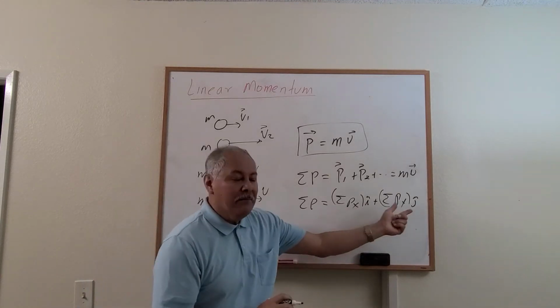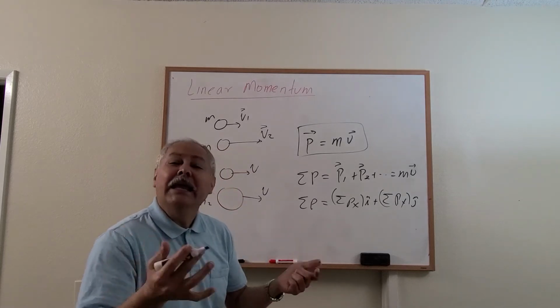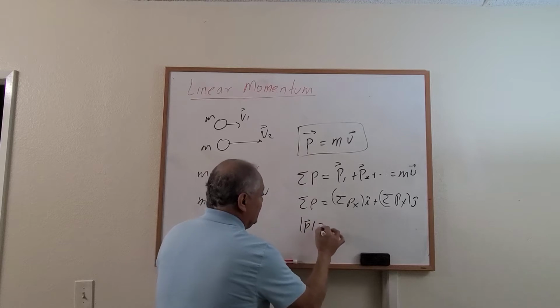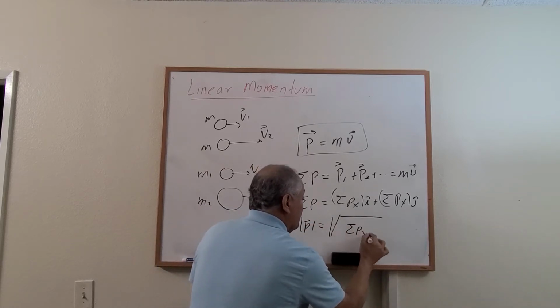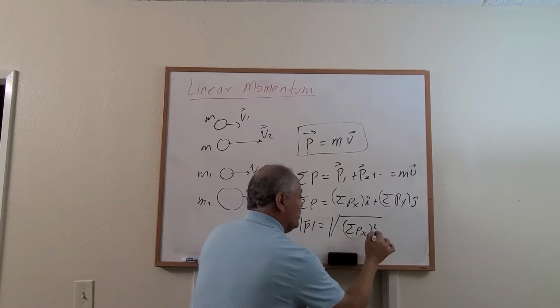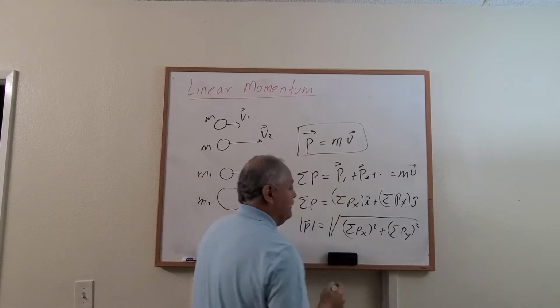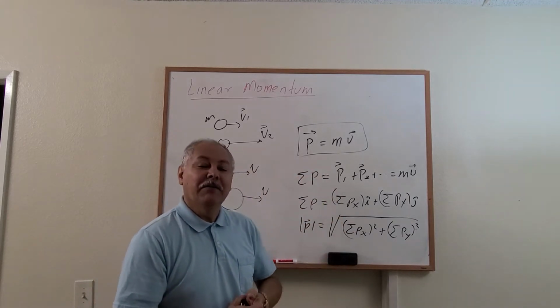Also, we can find the magnitude and the direction the same way as we did for any vector. So the magnitude is equal to the square root of the x component squared plus the y component squared, because again, momentum is a vector.